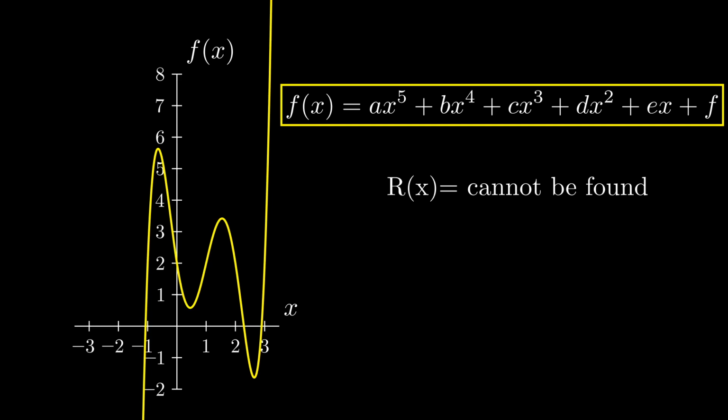This is known as the unsolvability of the quintic, and it has been rigorously proved that this cannot be done. So to calculate the roots of such functions, we need to think of something different, and that's where Newton's method comes into play.